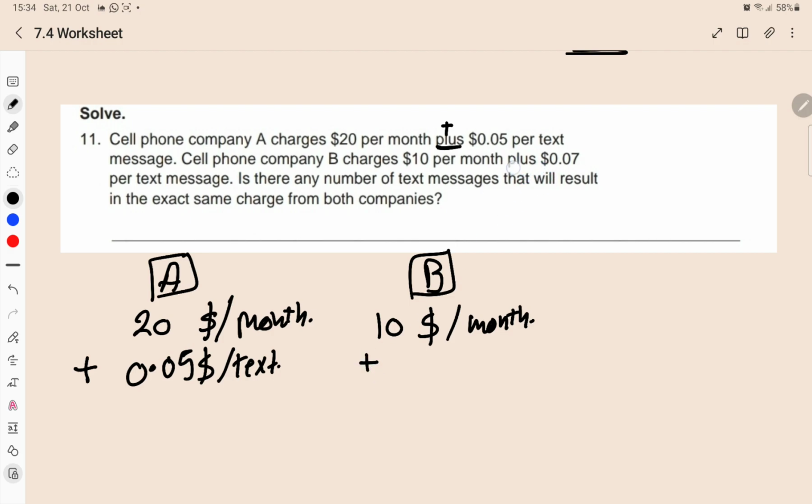Plus, again, here he has plus, so I'll put a plus. 7 cents per message, $0.07 per text or text message. Is there any number of text messages? So he wants to find the number of text messages that would result in exact same charge from both companies.